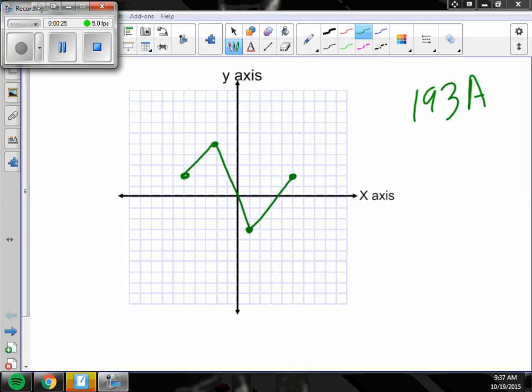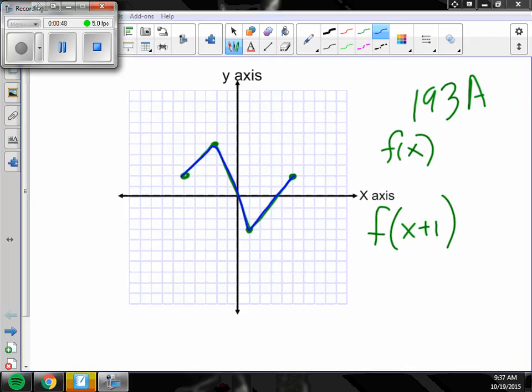First of all, is that a function? Yes. How do you tell? It passes the vertical line test. So let's call this function f of x. So if I wanted to graph f of x plus 1, what is that going to look like?